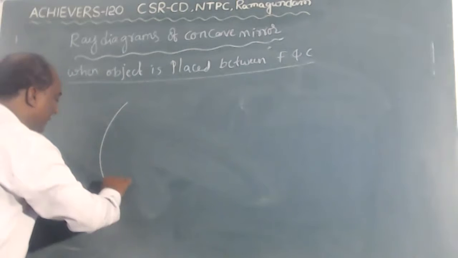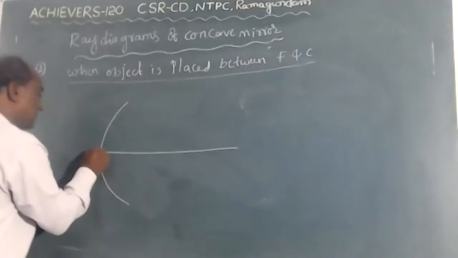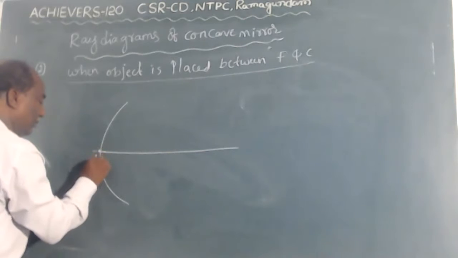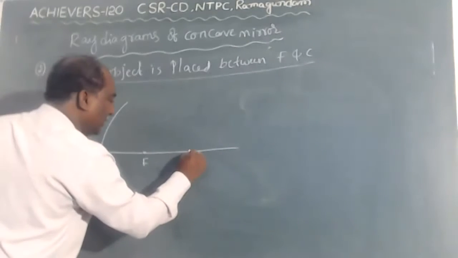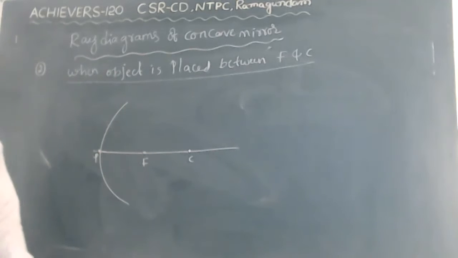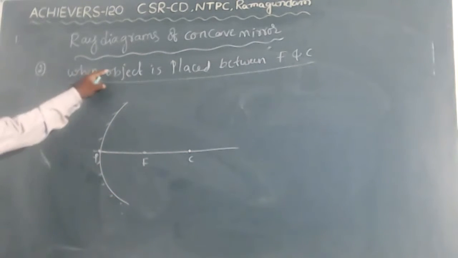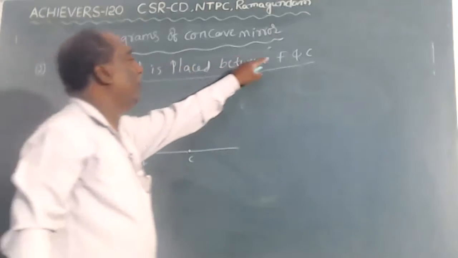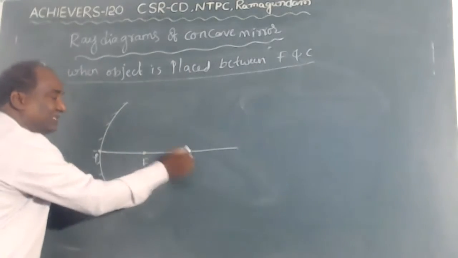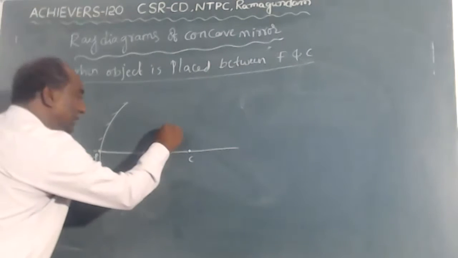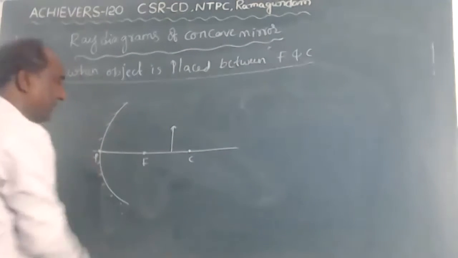So it is a concave mirror, principal axis, pole, focus, and center of curvature. Now, according to the question, object is placed between focus and center of curvature. Here it is F, means focus, and it is center of curvature. Now the object is placed here between F and C.